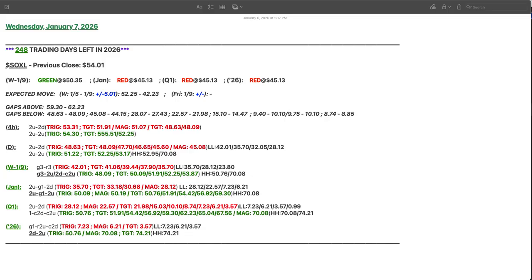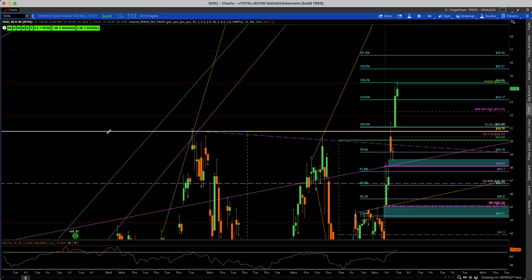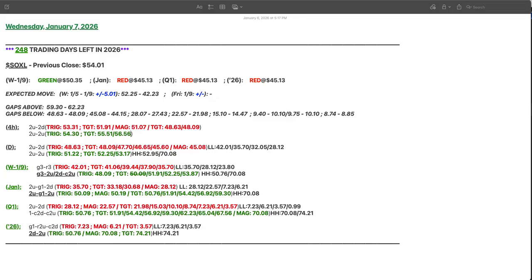55.51, and oops. What was that? 56.56. All right, so those are how we come up with our triggers and targets.